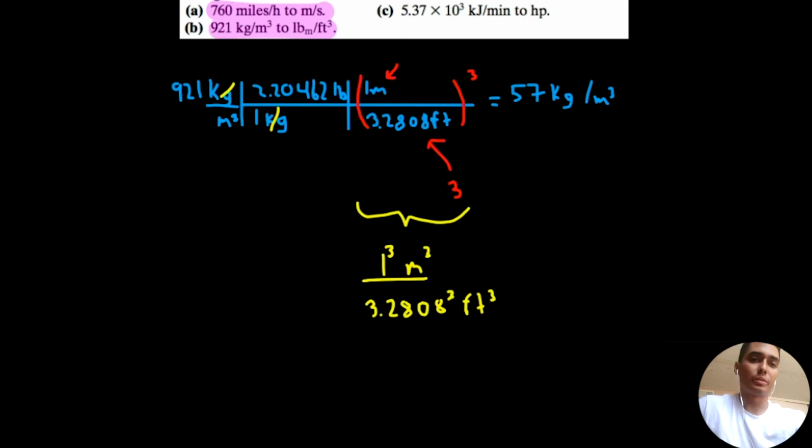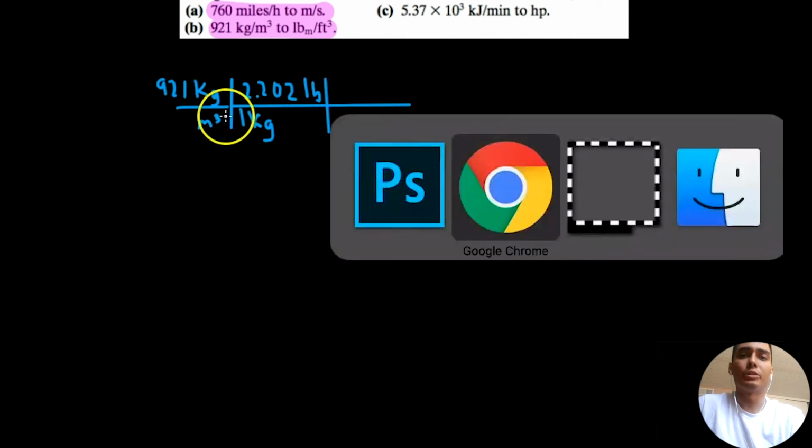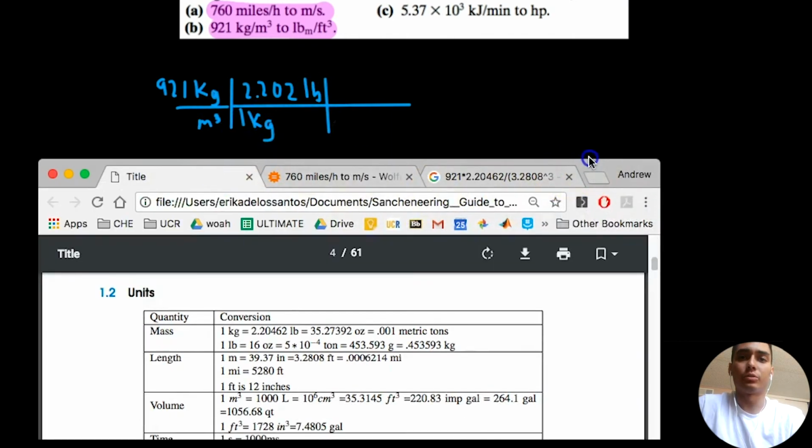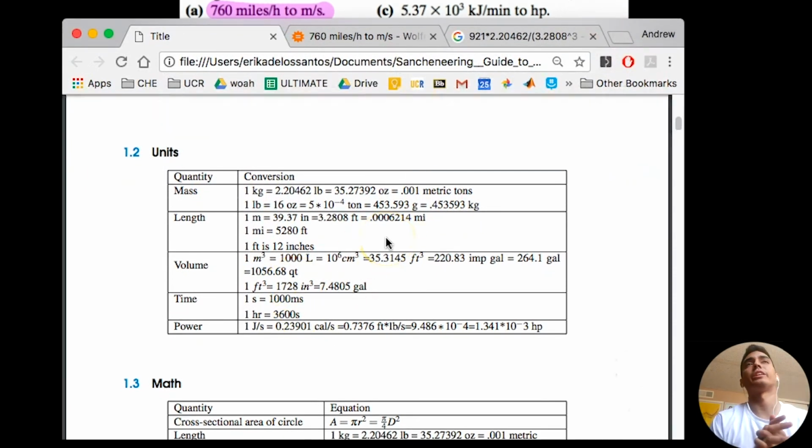What if we use volume? Because it is volume after all. So let's just check that real quick. So one more time, 921 kilograms per meter cubed. So again, 1 kilogram is just 2.2 pounds. So that stays the same. But now if we check this conversion sheet, it also has volume. So you can download this, take a screenshot, I will post it.